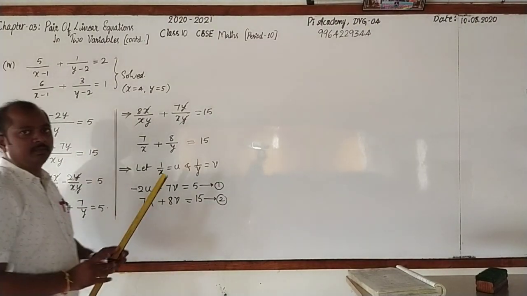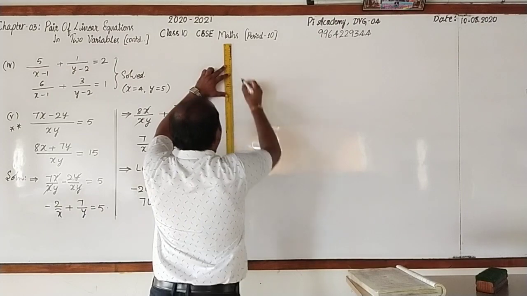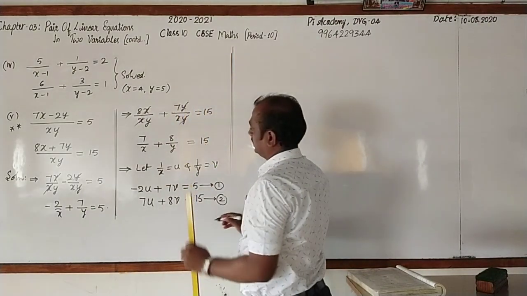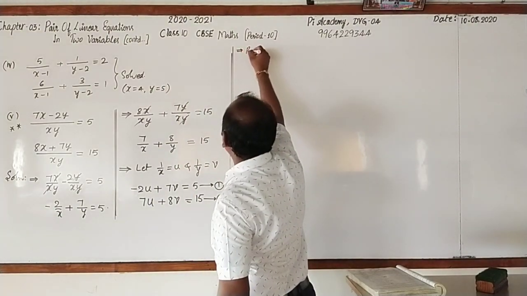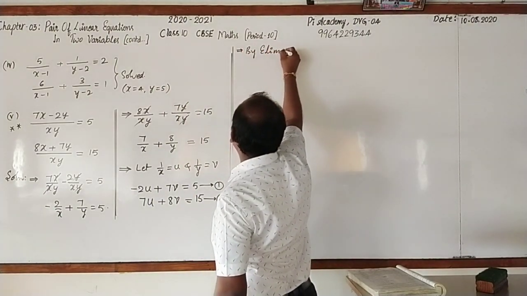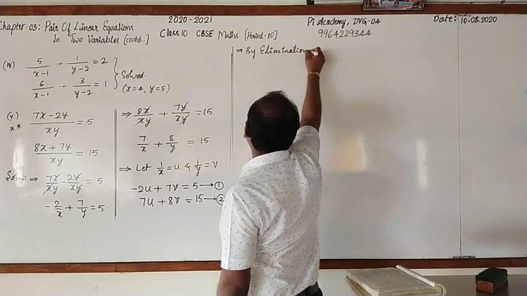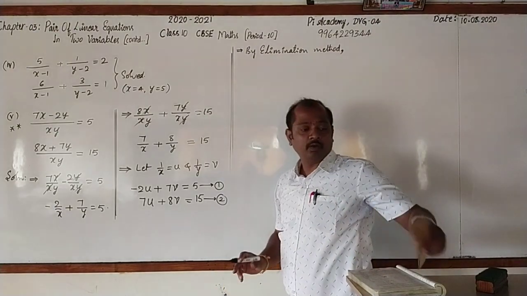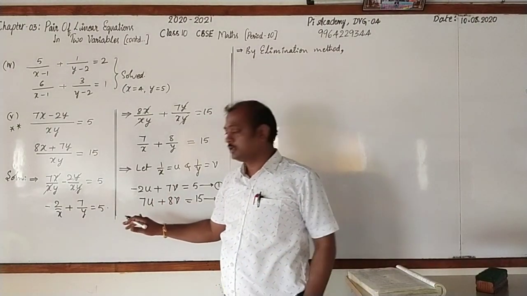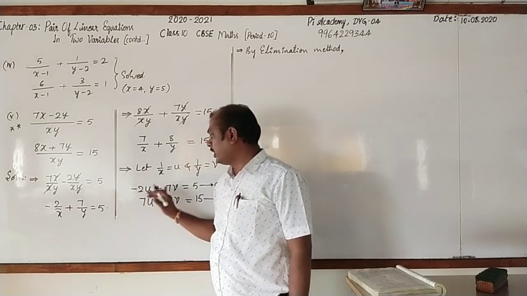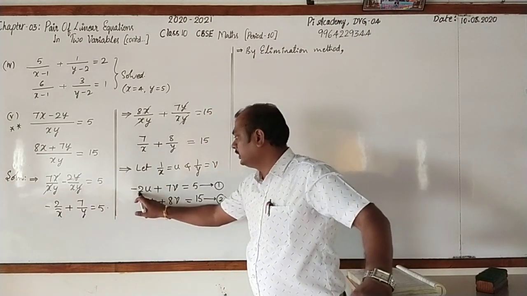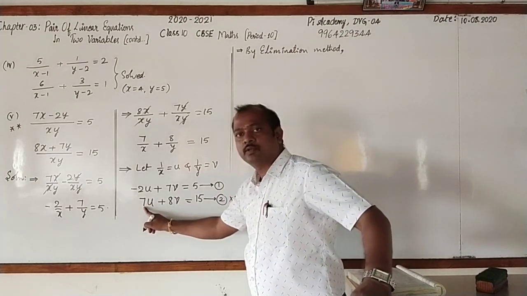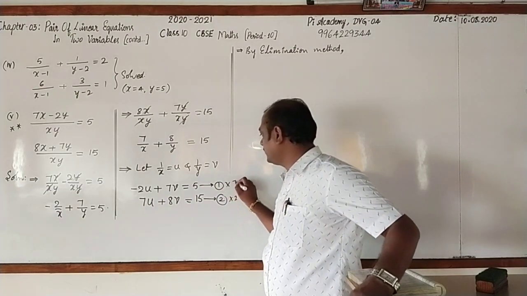How do you go for solving them? Yes, you can solve them by the elimination method. Here I write: by elimination method. Then how do you go for that? You have to equalize the coefficients of either u or v. Let's go for u. 2 is there, so multiply equation 2 by 2. And here the coefficient of u is 7, so multiply equation 1 by 7.